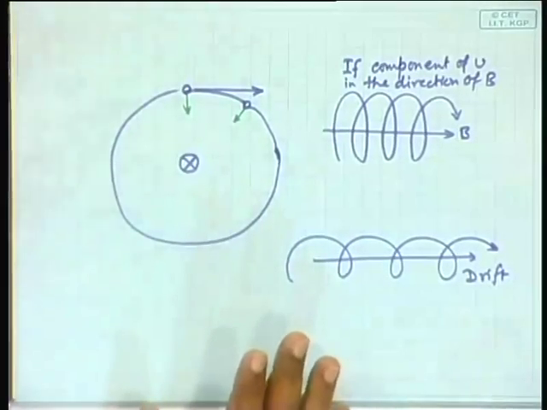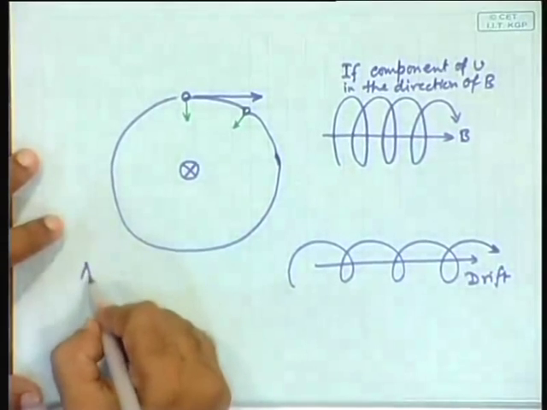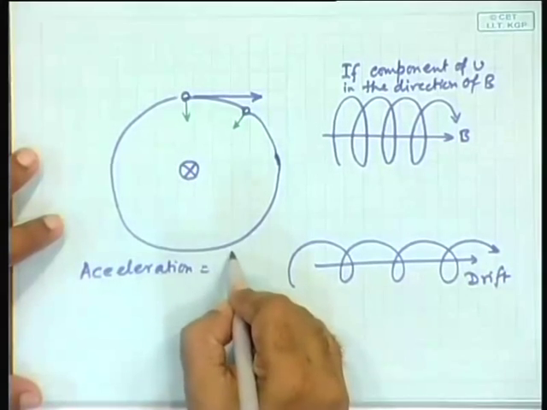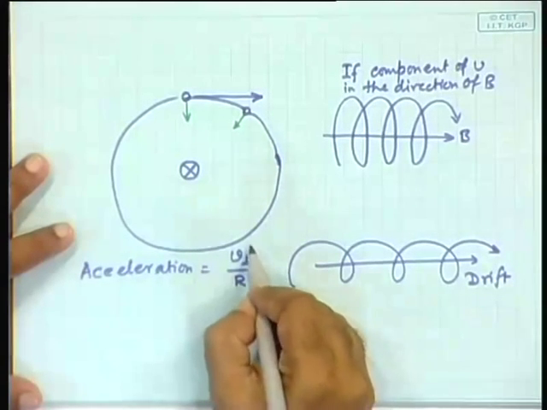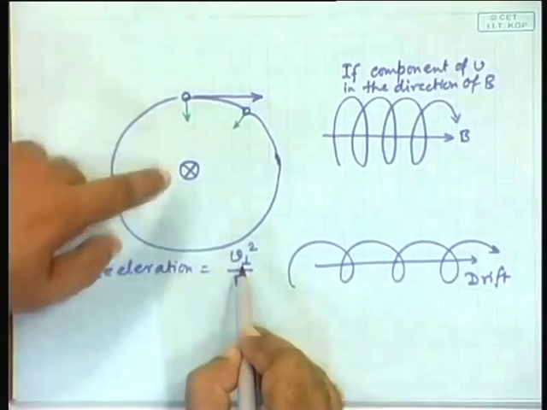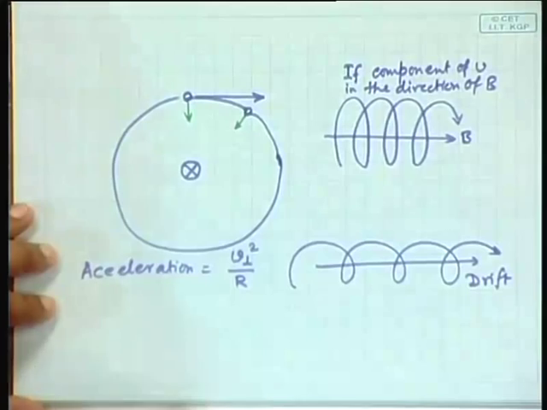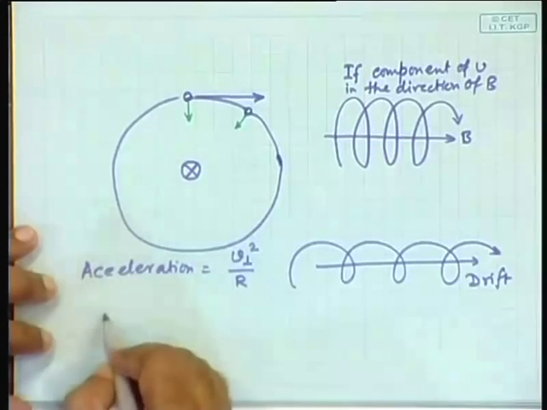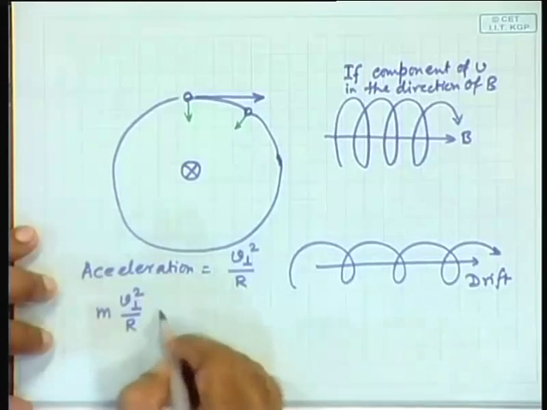You can easily figure that out from Newton's law. So, let us write that. The acceleration will be v perpendicular square by r. I am denoting that perpendicular because it is related to the perpendicular direction of that velocity. Then Newton's law will say that the force is mass into acceleration. So, m v perpendicular square by r, mass into acceleration, is the force.